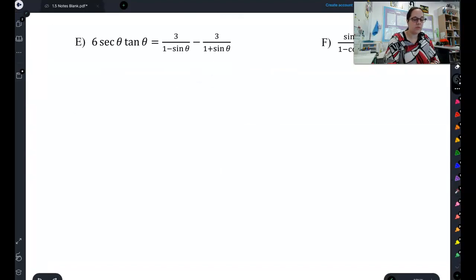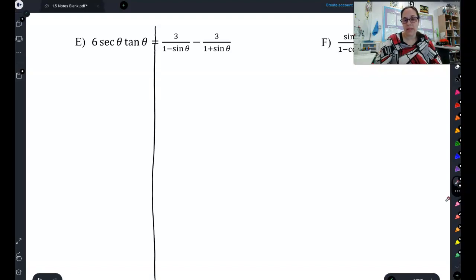Okay, I'm going to work on this one. Put my bar in place so I don't move things from one side to the other. And I'm going to pick the more complicated side to work on first. In this case, I feel like this one is probably the more complicated side. Now, same thing. I'm going to give you a hint as to where I think you should start, and then I would like you to try this one on your own.